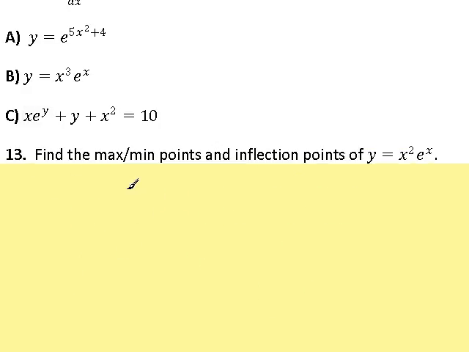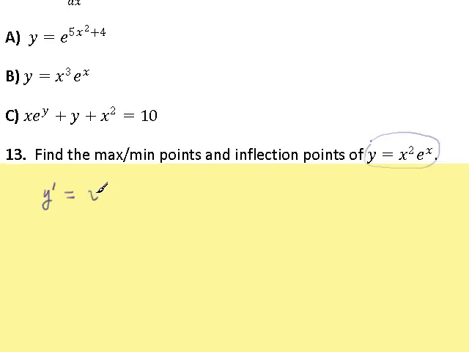In number 13, we want the maximum points and inflection points of y equals x squared e to the x. All right, so we're going to take the derivative and set it equal to 0 to find critical points, and then test whether or not these are maximums or minimums. All right, so first the derivative, we use a product rule.